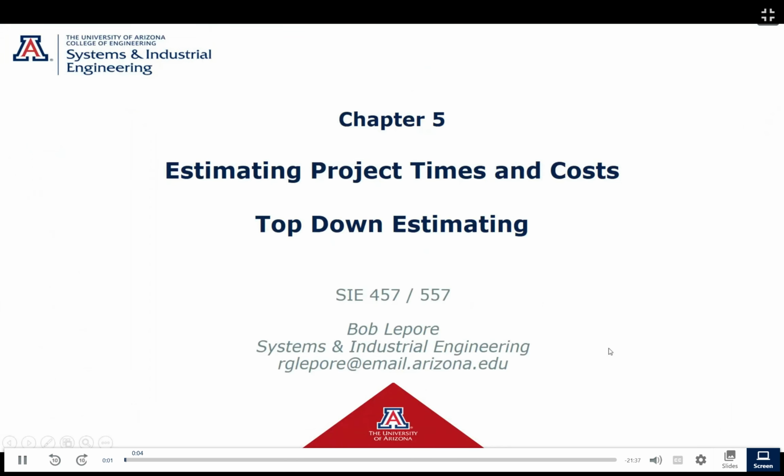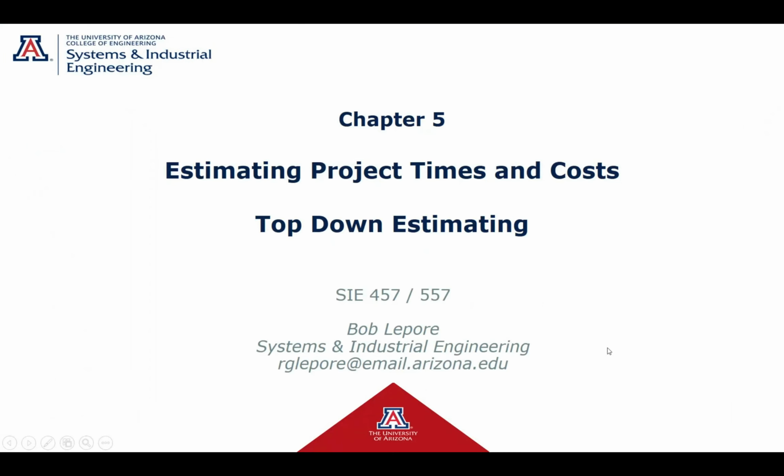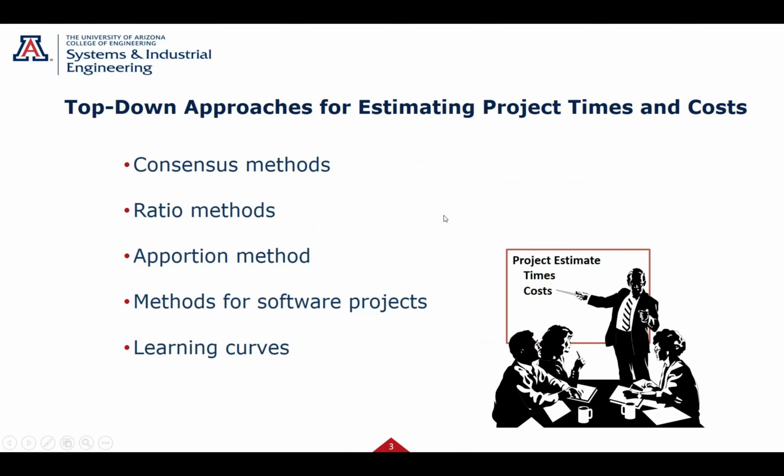Okay, in the previous session we talked about project estimating, and we talked about top-down versus bottom-up estimating. First we're going to look at top-down estimating. There are several methods for doing that: consensus method, ratio method, apportion method, and some methods for software projects and for learning curves. And learning curves is for production.